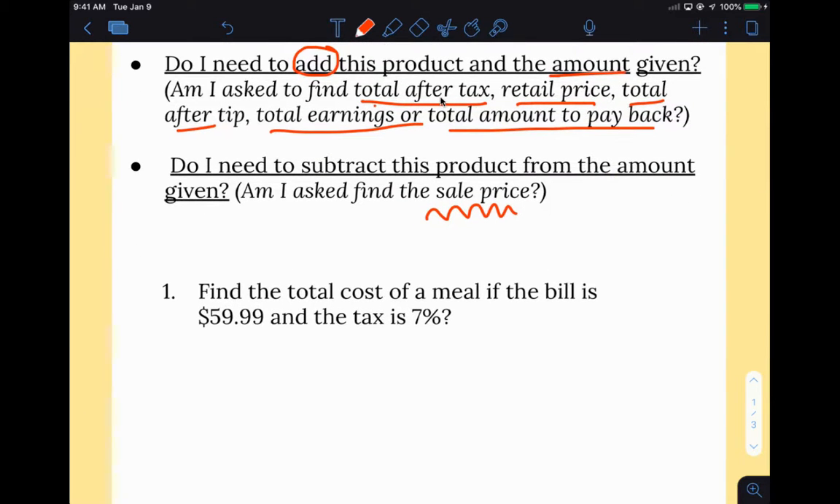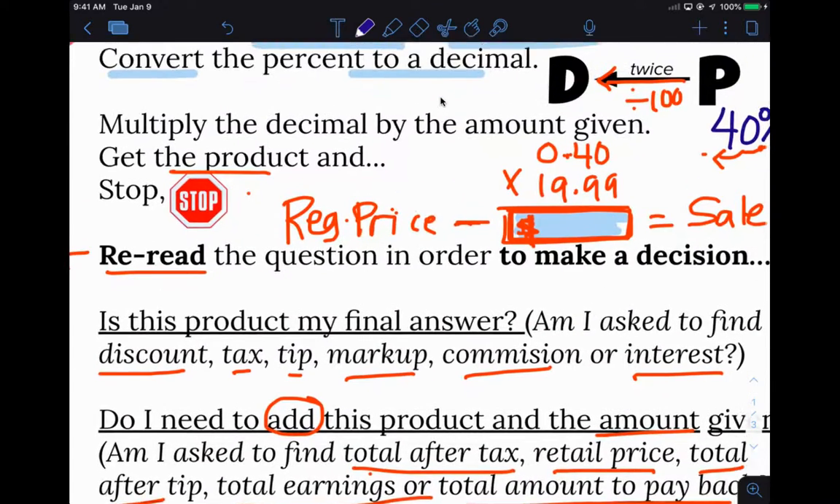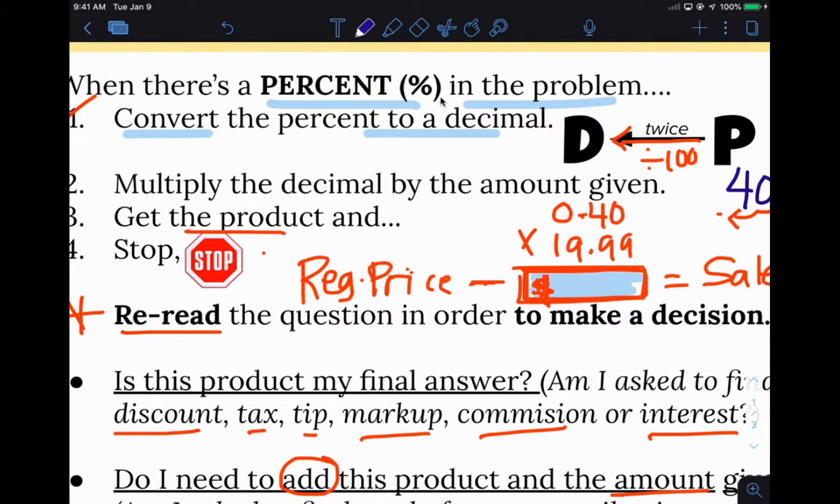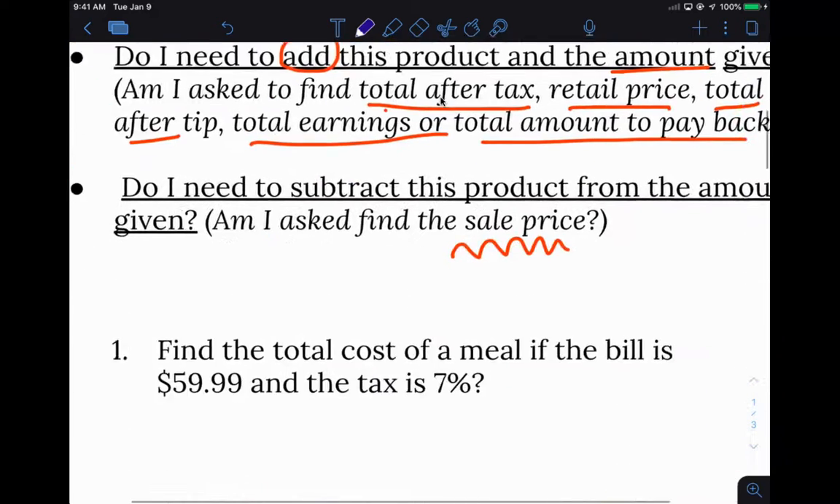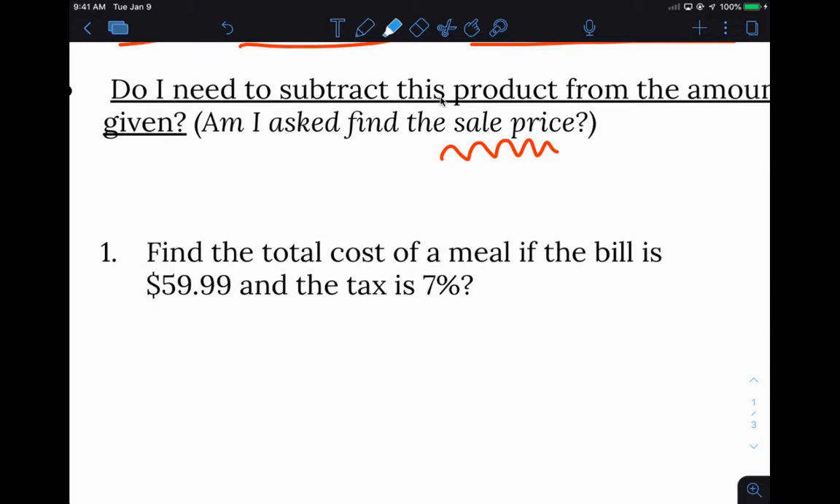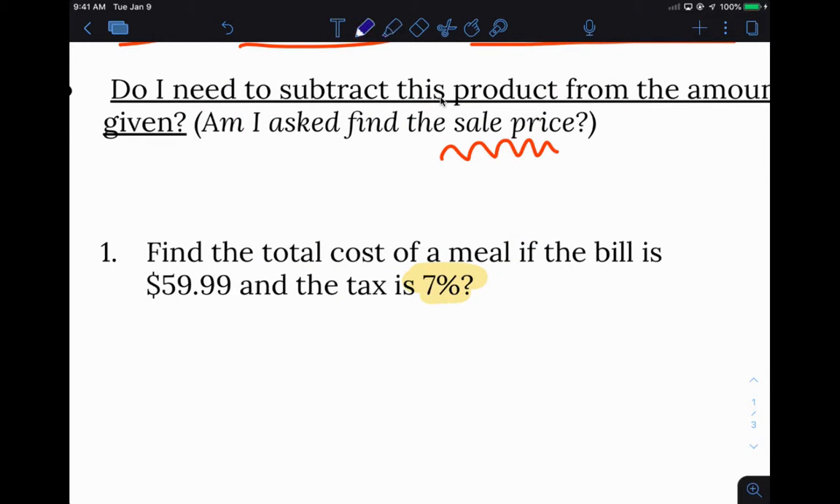Here, the first problem says, find the total cost of a meal if the bill is $59.99 and the tax is 7%. According to the steps that we read previously, the very first step when they give us a percent in the problem is to convert the percent to a decimal. So I spot the percent right here. It's 7%. So I'm going to convert that into a decimal.